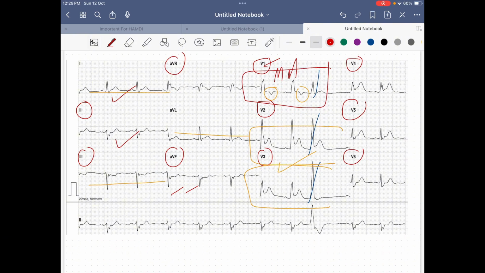I apologize, I mentioned that the rate is around 100. It's not about 100. You've got two and a half large squares, so this makes the rate about 120 or 125 beats per minute. This is a tachycardic rate. There's tension going on. This is a response to the myocardial infarction taking place in this ECG. Thank you.